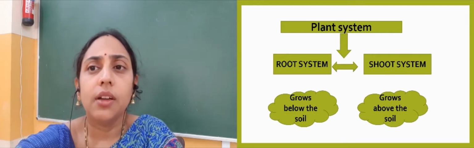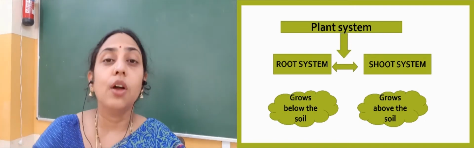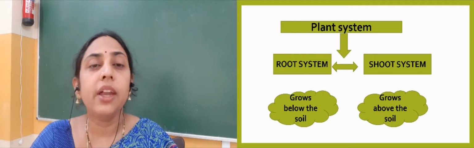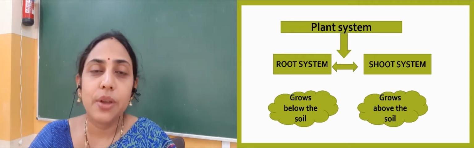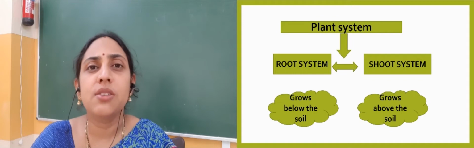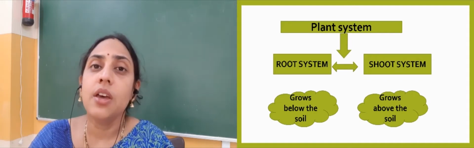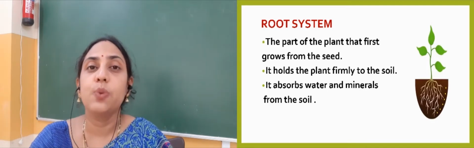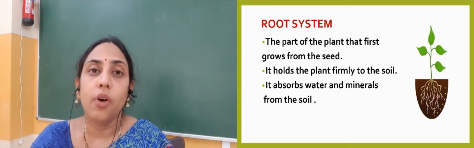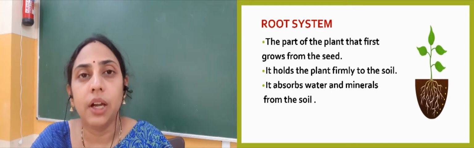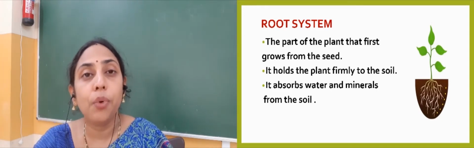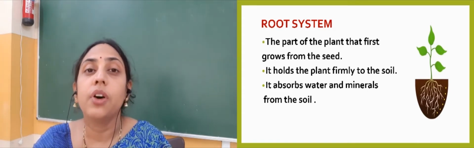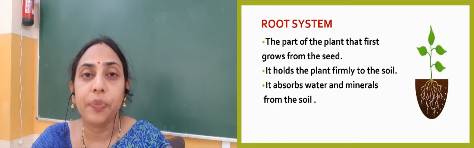Now, every plant will have two parts, that is root system and shoot system. Root grows below the ground, or we can say below the soil, and shoot grows above the soil. Now, root and shoot both play a very important role for the growth of the plant. They both are very important and they have their own functions for the plant to grow well, right?